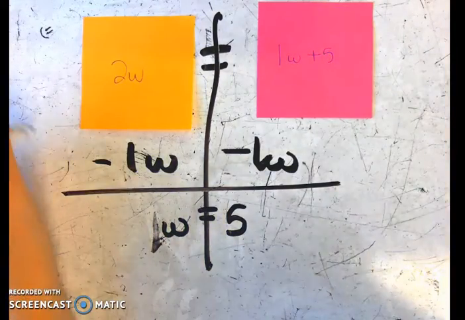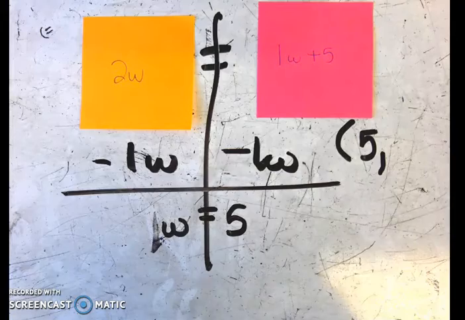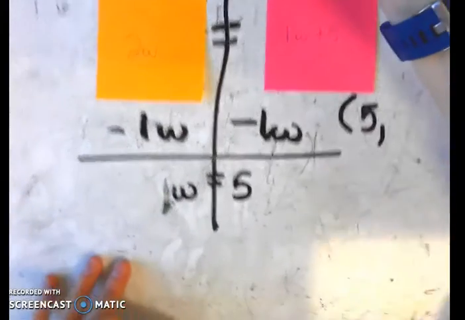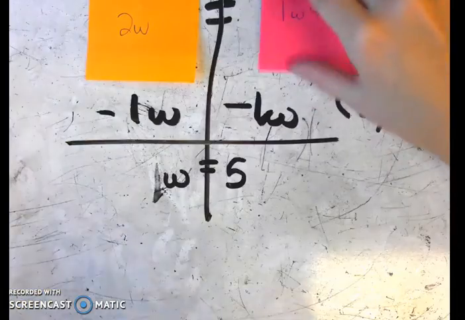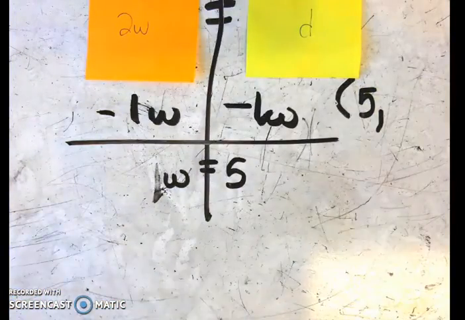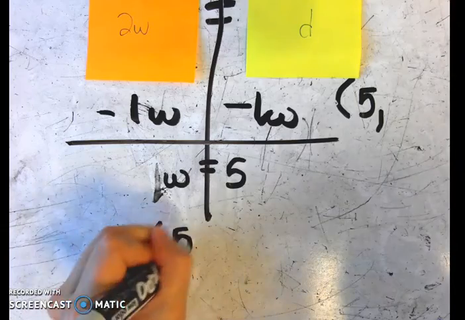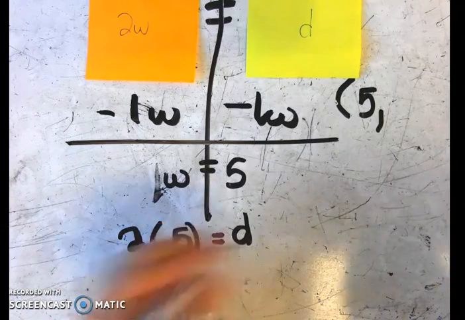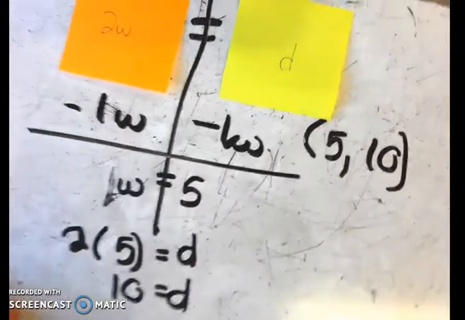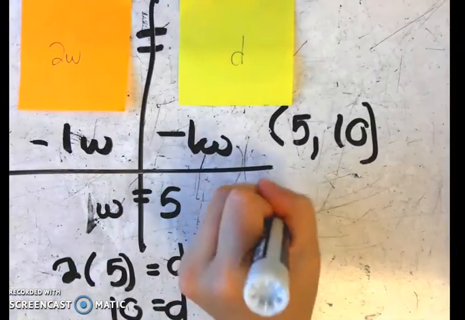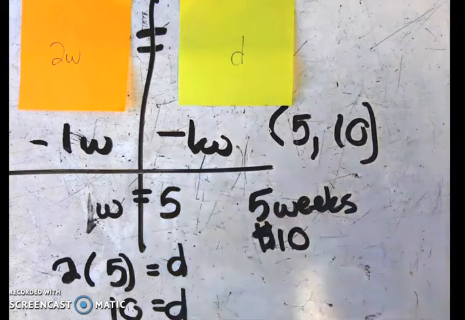So I know that in my ordered pair, 5 is my W, or in this case, kind of like my x. And then I need to plug in to either 1W plus 5 or 2W to find D. Okay? So let's plug it into 2W. So 2, instead of W, I'm going to put 5, because that's just what we found, equals D. So that gives me 10 equals D. So that means that after 5 weeks, they were both going to have $10.